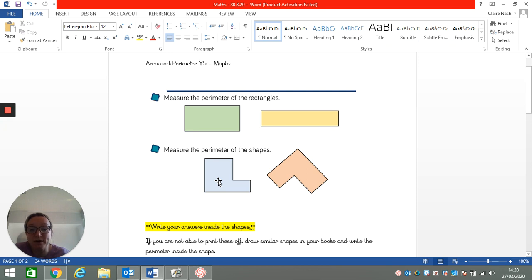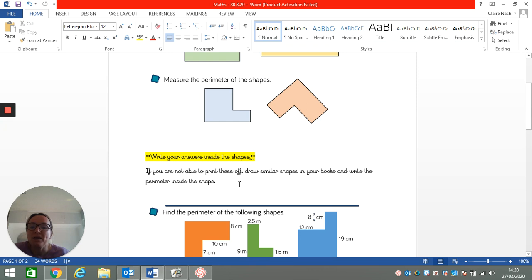Now, if you are drawing it yourself, I would use centimetres and don't do any halves or 3.2 centimetres. Just make each of your sides exactly 2, 3, 4, or however many centimetres it is, and that will make your job of calculating the perimeter much easier. Unless, of course, you want to challenge yourself.